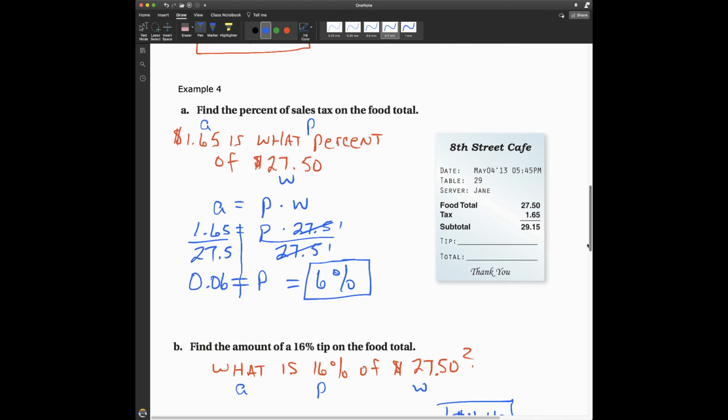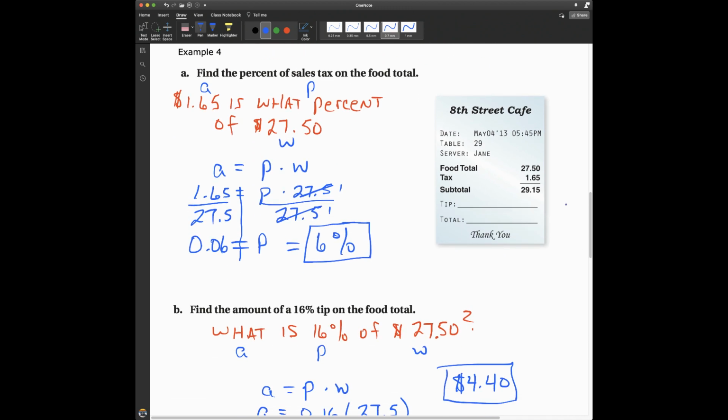So here's kind of a realistic problem. Here's a bill from eating at the 8th Street Cafe, and you have your food total. Well, it's $27.50, and then your sales tax, and so that's your subtotal right there. And usually people will leave a tip, and then there will be a total amount that they'll pay. So the first part of the problem basically wants us to figure out what is the percent of sales tax, and it's based on the food total.